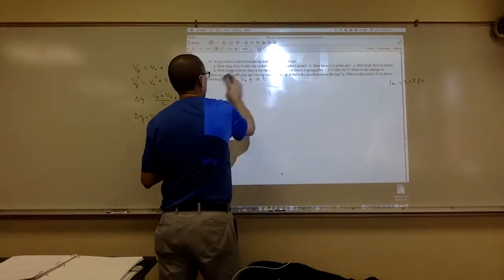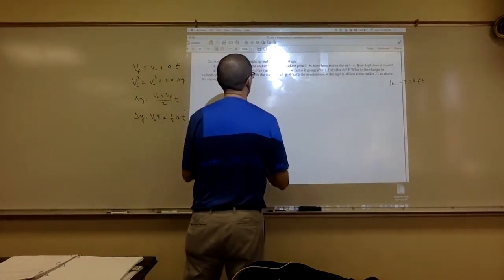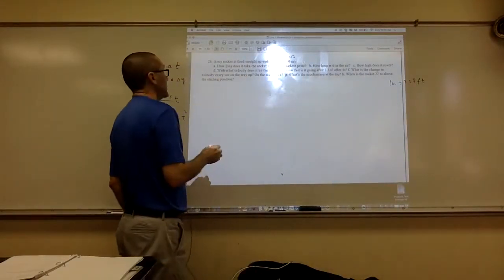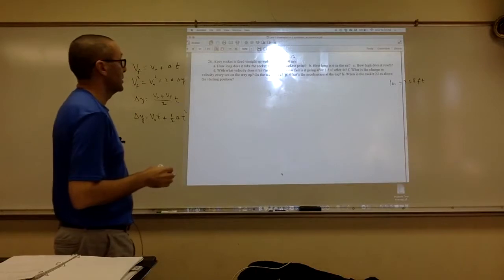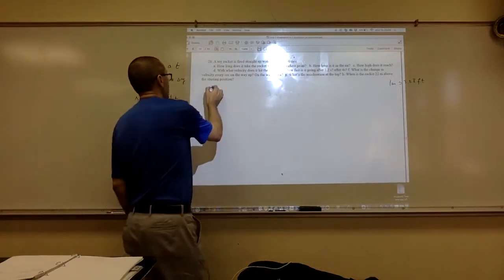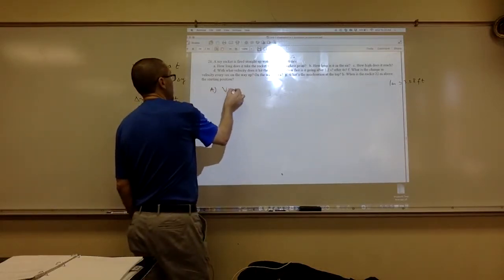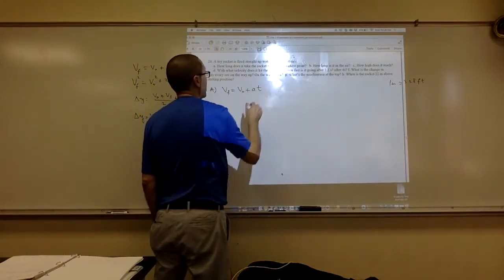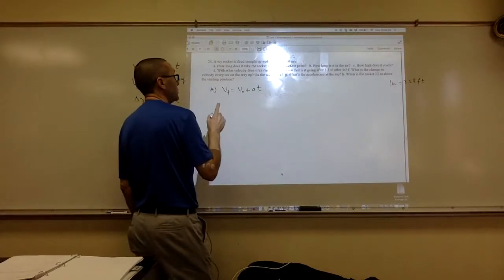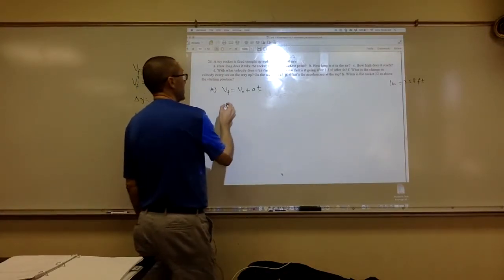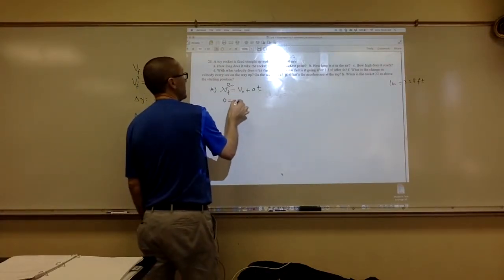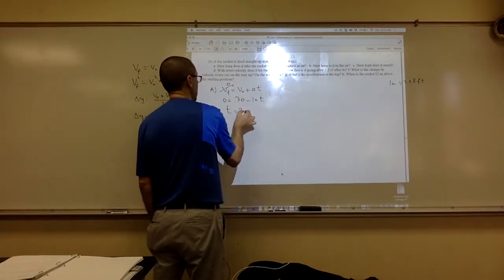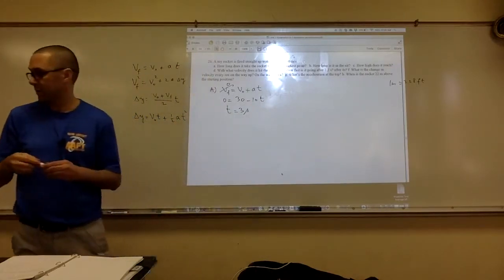28. A toy rocket is fired straight up with a speed of 30 meters per second. So that's my initial speed. How long does it take the rocket to reach the highest point? Now it's going to take 3 seconds. Okay, now let's see if the math confirms that. It's going to take 3 seconds to lose 30 meters per second at a rate of losing 10 meters per second every second. This is 0. 30 minus 10 times t. t is equal to 3 seconds.